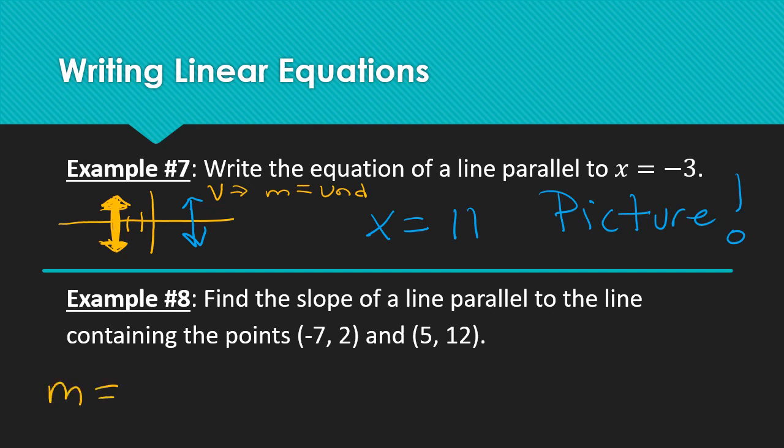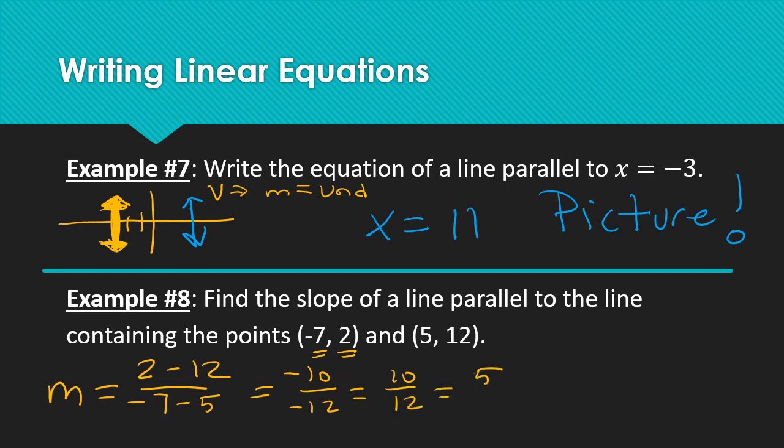So your slope is going to be y minus y. And because I started with 2, I have to start with -7. So -7, x minus x, 12, or 2 minus 12 is -10. -7 minus 5 is -12. So my slope is 10/12. And if I try to reduce that, 2 goes into 10 5 times, and I get 5/6.